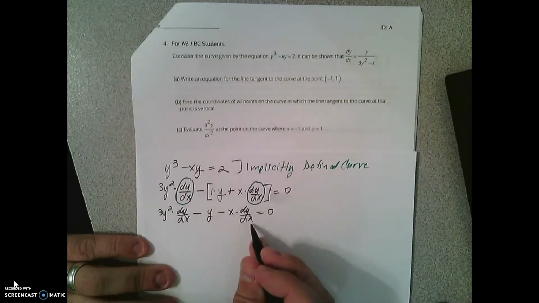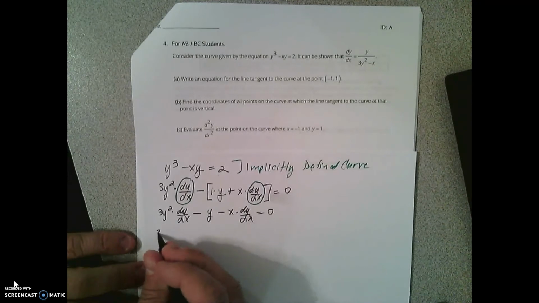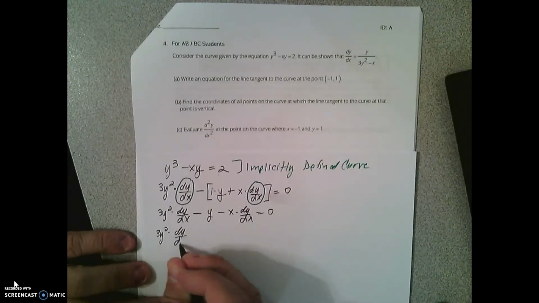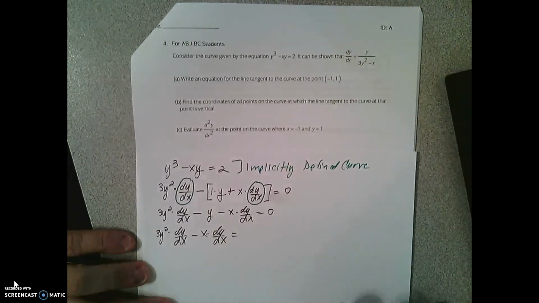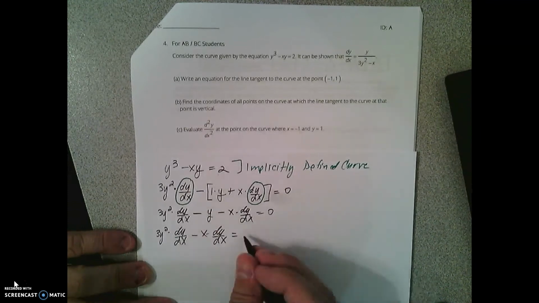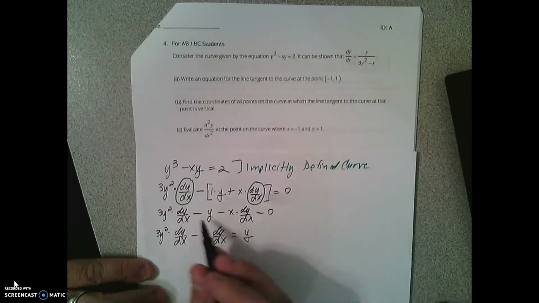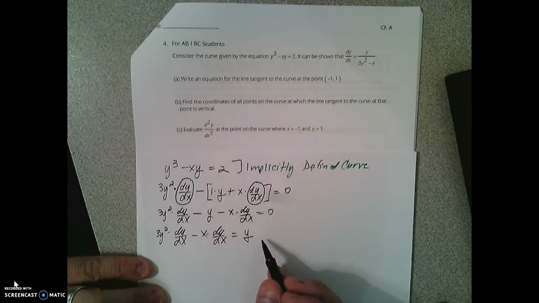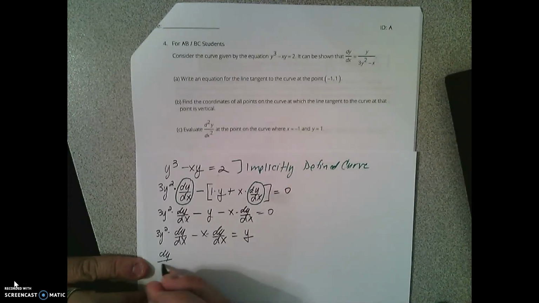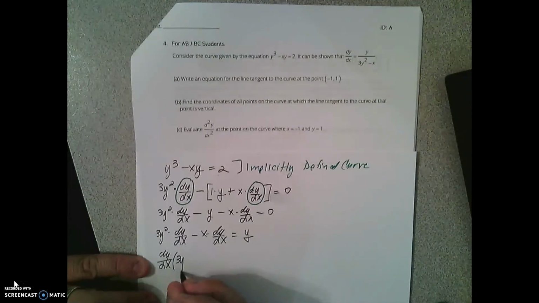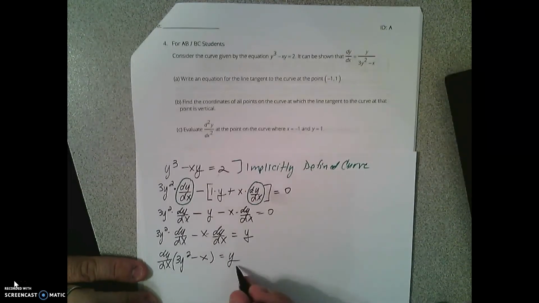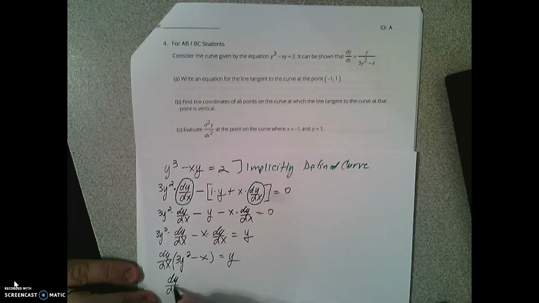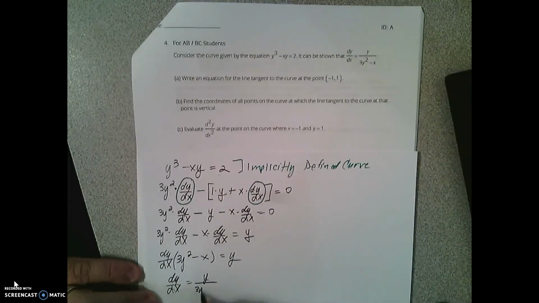Because I have the dy/dx showing up in two terms, I'm going to collect the terms that involve dy/dx on one side. Terms that don't have the dy/dx, namely this negative y, get moved to the other side. It was a negative y over here. We added y to both sides. And now we're going to factor out the dy/dx to give us dy/dx times 3y squared minus x is equal to y. And therefore dy/dx is equal to y divided by 3y squared minus x.